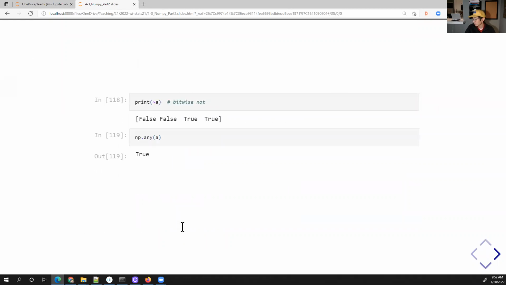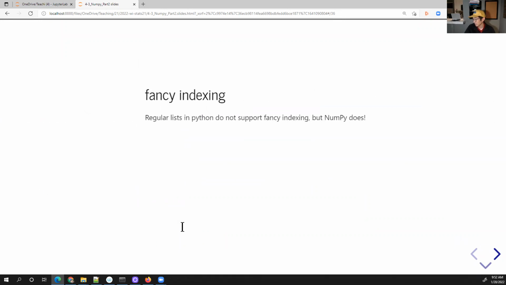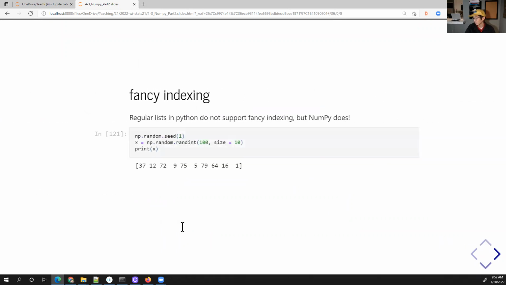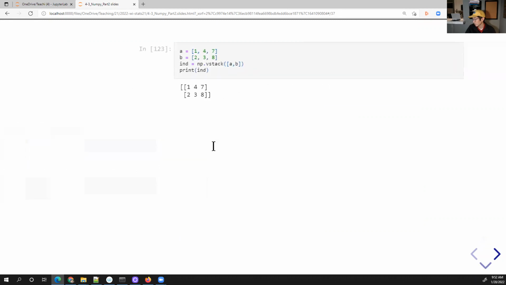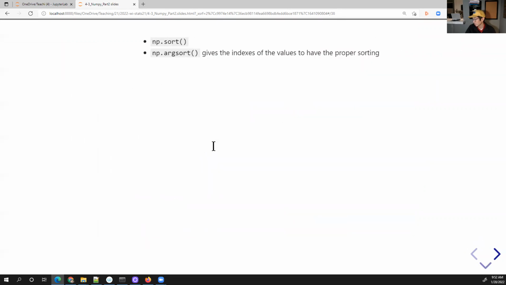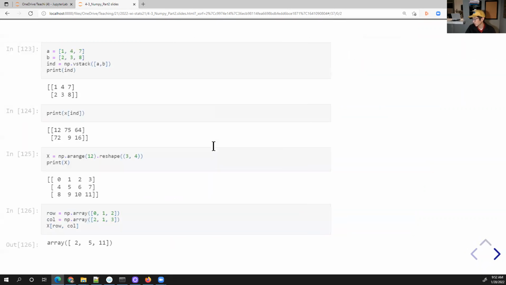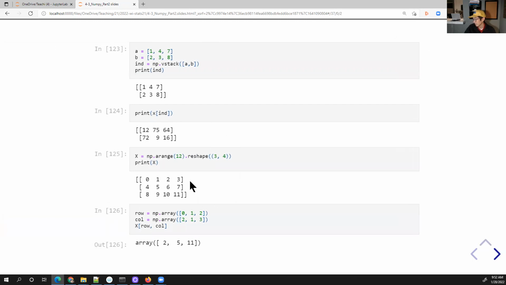Okay, I'm going to leave you guys to read the remaining slides. The only section that I'm skipping that I want you to check out is the fancy indexing, and I hope the examples that I've provided will be sufficient for understanding what's happening here. Okay, sorry for running out of time, but that will be it.